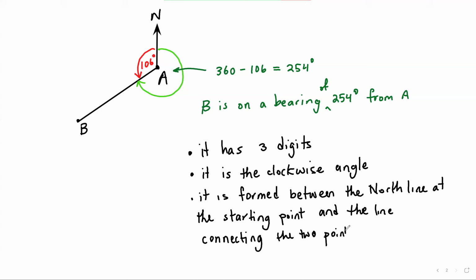In this one, it's the clockwise angle at A that is formed between your north line at A and the line AB. All right, so let's look at a fundamental: you'll remember a pair of parallel lines and a transversal. So if you have a pair of parallel lines, let's say this one and this one.